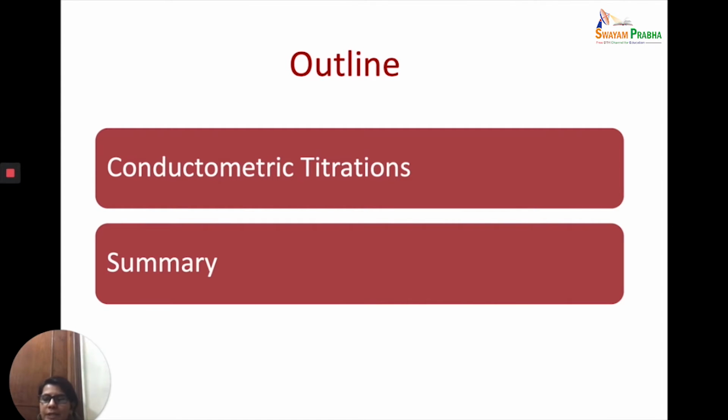One of the applications that we mentioned but didn't do was conductometric titrations. This was because of the limited time of the E-class. Now in today's E-class, we are going to talk about this major application of conductance that is called as conductometric titrations.